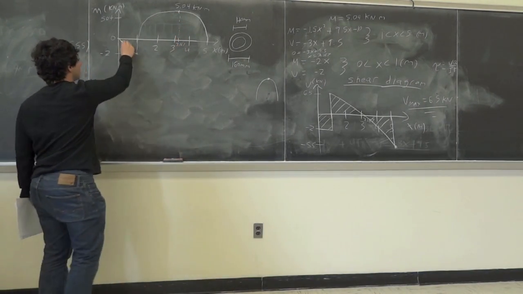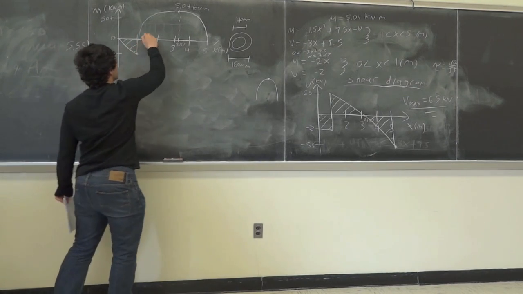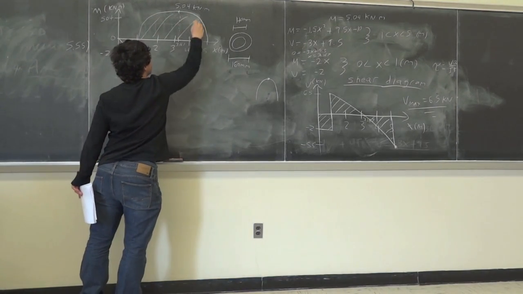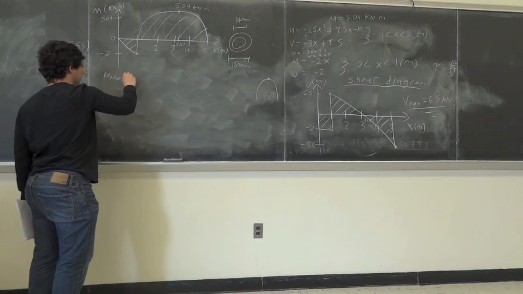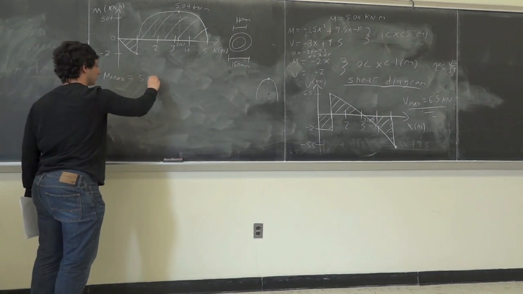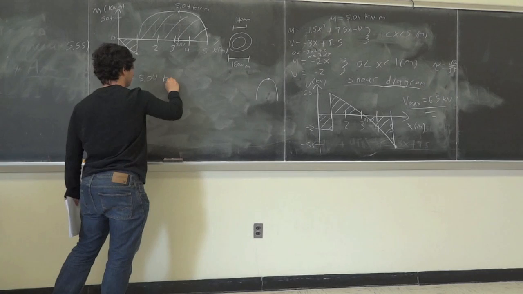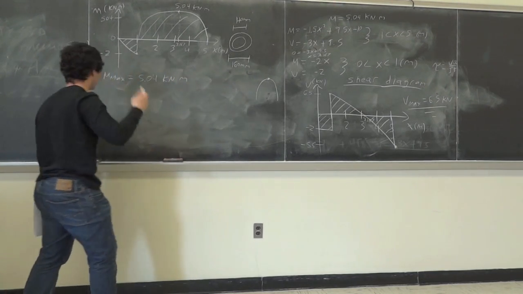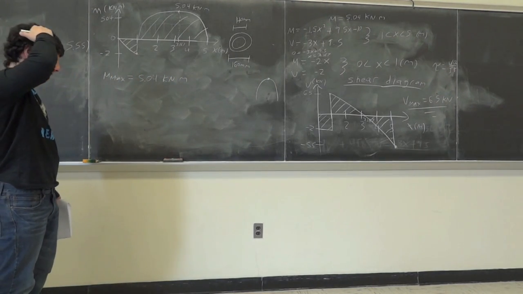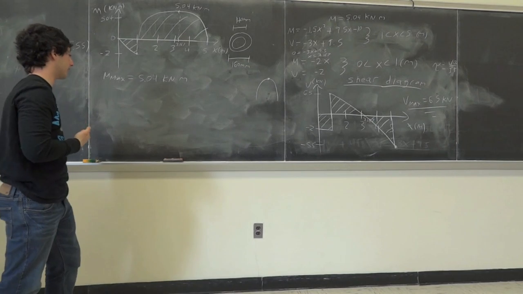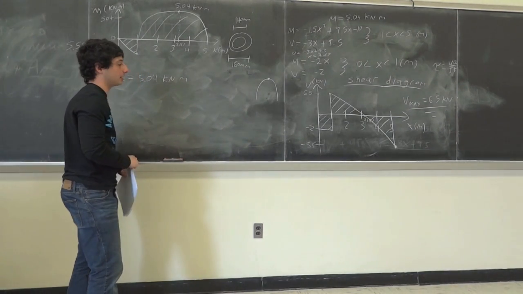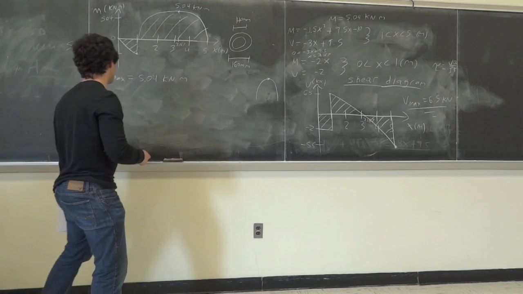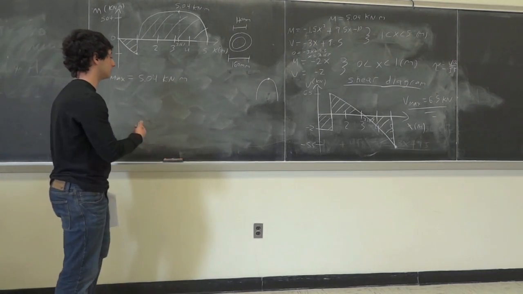All right, so this is your bending moment over here. This is your bending moment diagram. So we found M max is equal to 5.04 kilonewton times a meter. So we got V max and M max. Great. Well, now we want to find the bending stress. They want to know what's the maximum bending stress in the beam.